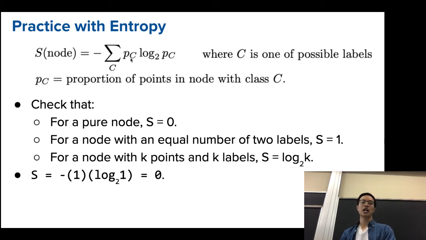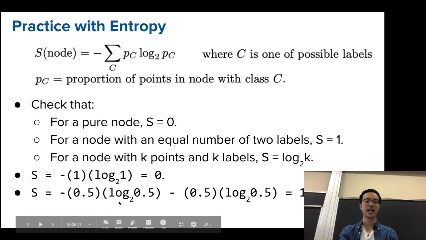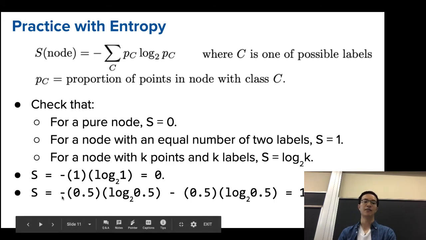The proportion of driving is 1/2, and the proportion of BARTing is also 1/2, because in a node with 5 driving and 5 BARTs, half my points are driving and half my points are taking the BART. So I have here 1/2 times the log base 2 of 1/2, and I have negative that because of the negative sign in front, and I get the entropy of 1.